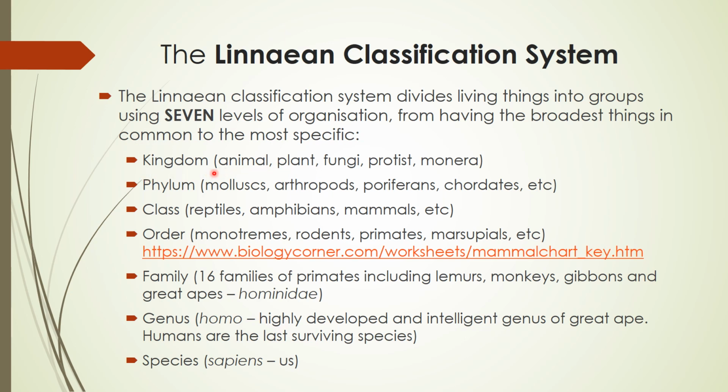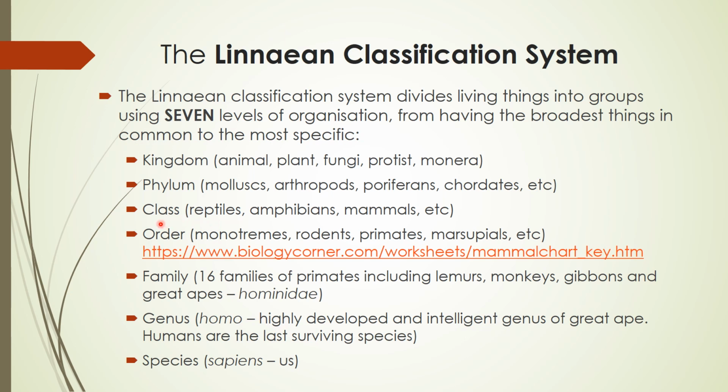But getting more specific than the kingdom is what phylum the organism belongs to. So we have, for example, mollusks, which are soft-bodied organisms that have a hard shell. We have arthropods, which are your insects, poriferans, which are sea sponges, and chordates, which is what we are a part of. And then getting more specific, we have classes within each phyla. We have reptiles, amphibians, and mammals, and we of course are a part of the mammal class. And so now we're starting to get into some groups that you might recognize. You've probably seen mammals, amphibians, and reptiles before.